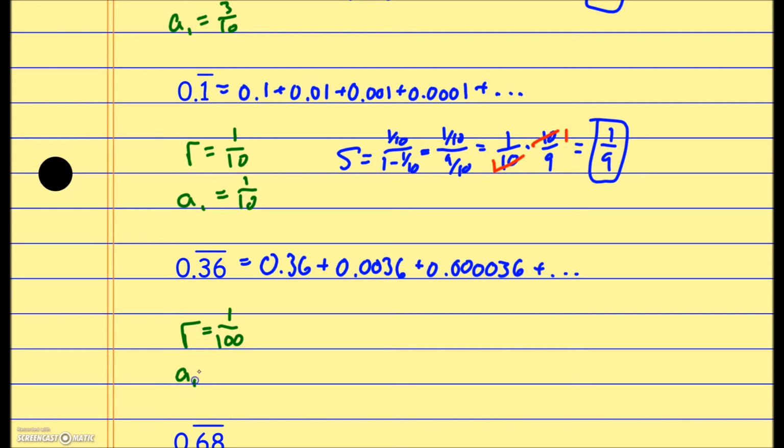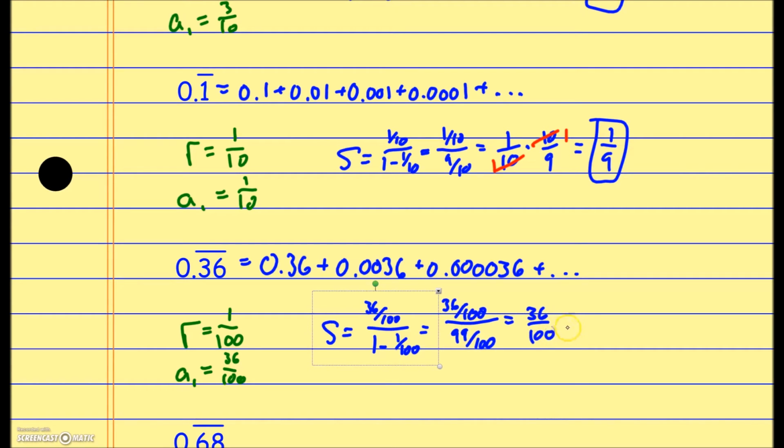And then my a sub 1 is the first term, which is the 0.36, which as a fraction would be 36 over 100. Okay? And so now I'm going to find the sum, so the sum equals 36 over 100 divided by 1 minus r, which is 1 over 100. So that's 36 over 100 divided by 99 over 100. And now dividing by a fraction is the same as multiplying by the reciprocal, so 36 over 100 times 100 over 99.